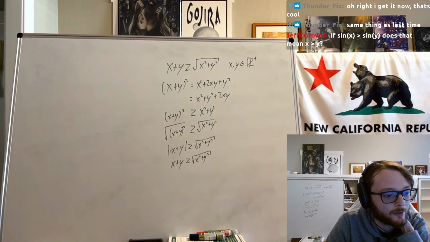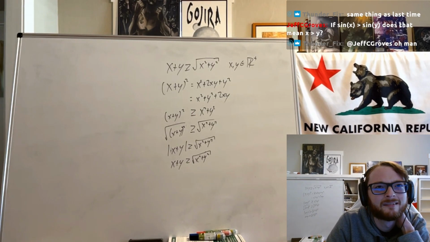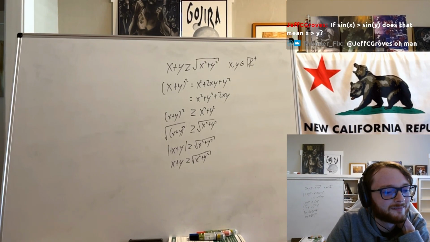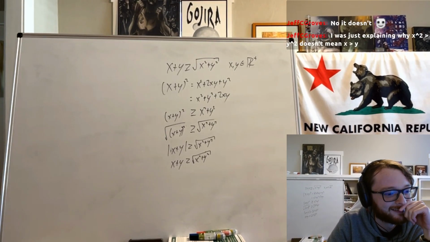If sine x is greater than sine y, does that mean x is greater than y? No, right? I don't know. Wait, does it? No. Because sine of 0 is greater than sine of 3 pi over 2, but 0 is less than 3 pi over 2. Oh, okay. Sine's not strictly increasing. That's the rule, okay.